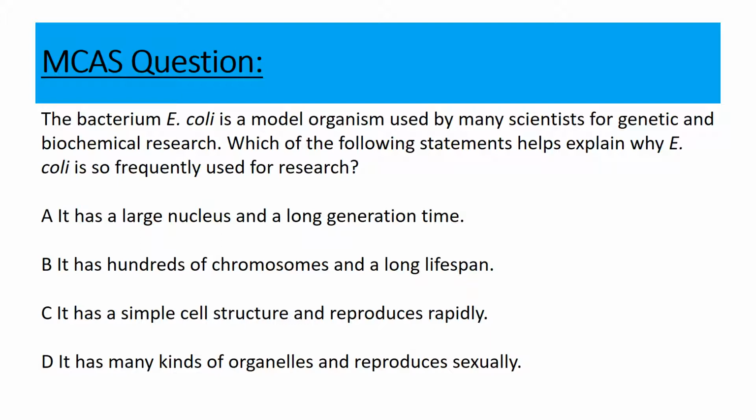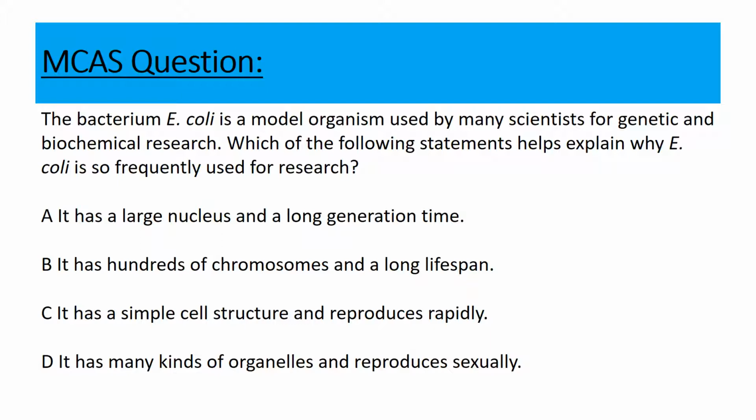B, it has hundreds of chromosomes and a long lifespan. Again, E. coli is a bacterium. Bacteria are prokaryotes. And prokaryotes do not have a lot of DNA. They only have a little bit of DNA. So they're not going to have hundreds of chromosomes. And they're going to have a short lifespan, not a long lifespan. So A and B are very wrong.